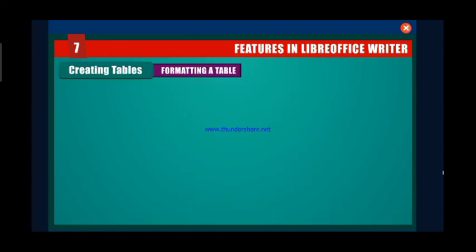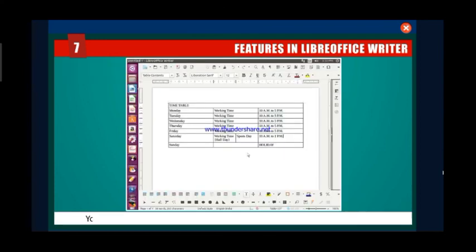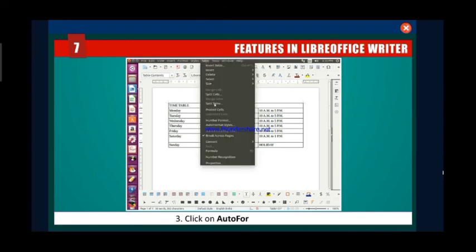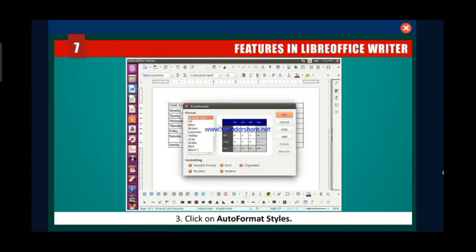Now let's learn to format the table. You can make your table attractive and beautiful by using formatting styles. Table styles offer a variety of designs in which you can include coloring, shading, etc. Now let's learn that. Click anywhere in the table you want to format. Click on Table menu, click on AutoFormat Styles.